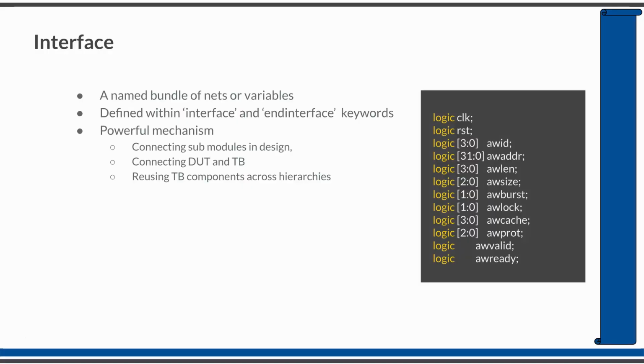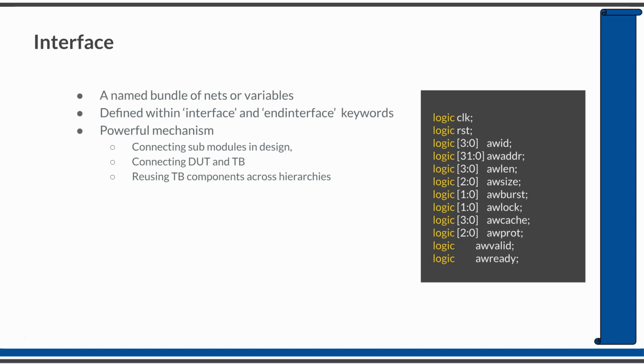So an interface is used to name a bundle of nets or wires together. You can imagine an interface as something similar to a physical interface, which will have different sub signals or sub ports in it. If you want to bundle all the signals together and access them together, you can use a SystemVerilog interface.